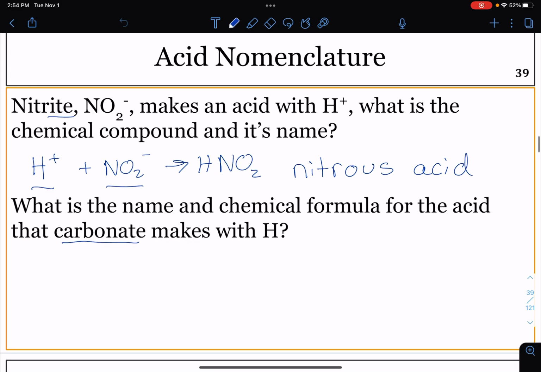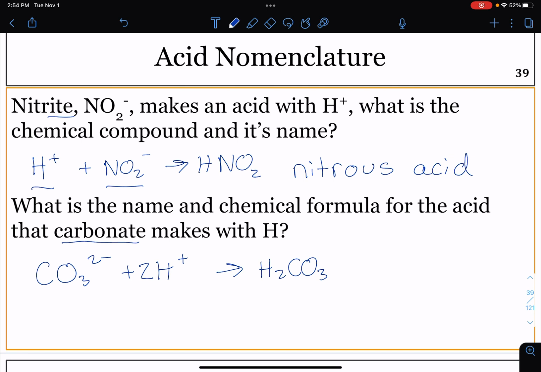In order to make an acid with CO3 2-, we need to add some hydrogens to this. Hydrogen has a 1+ charge, so in order to make a neutral compound, we're going to need 2 hydrogens. We're always going to write the hydrogens first in the acid. The hydrogens usually lead the chemical compound in an acid. So here's our chemical compound, H2CO3.